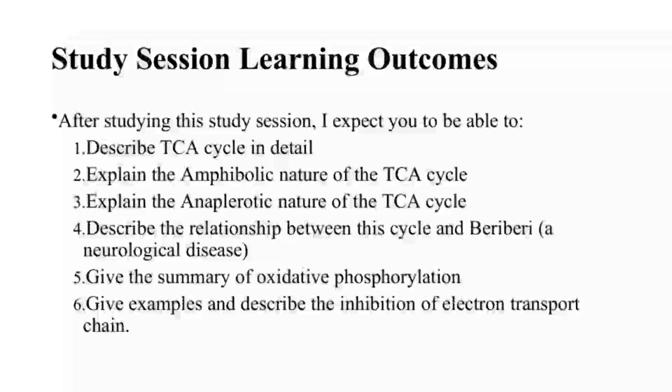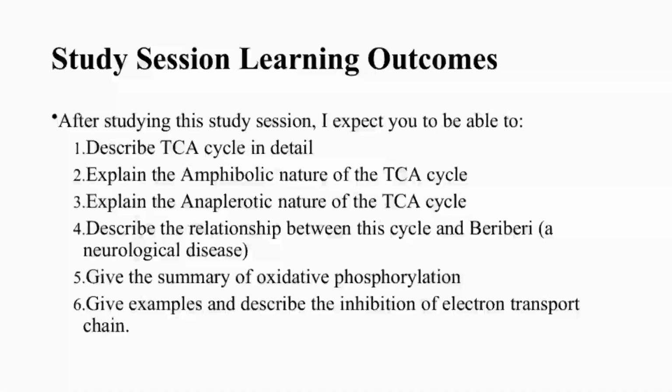Additionally, I'll connect this cycle to beriberi, a neurological disease caused by thiamine deficiency that affects the TCA cycle. We'll also give a summary of oxidative phosphorylation, emphasizing how it produces most of our cellular energy. Lastly, we'll look at examples of how the electron transport chain can be inhibited and what effects that has on energy production. Throughout, I'll highlight the key concepts, relate them to the bigger picture, and keep the discussion engaging and clear.